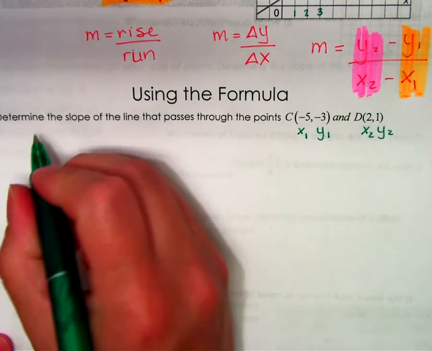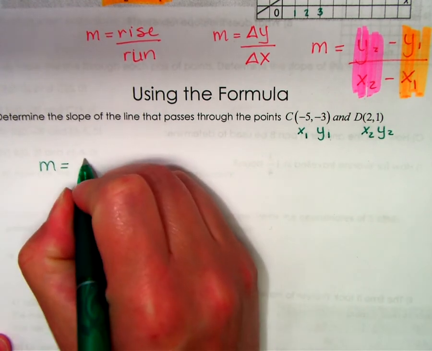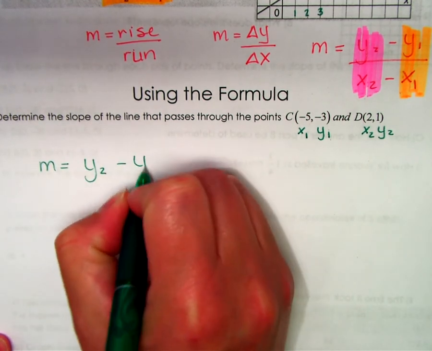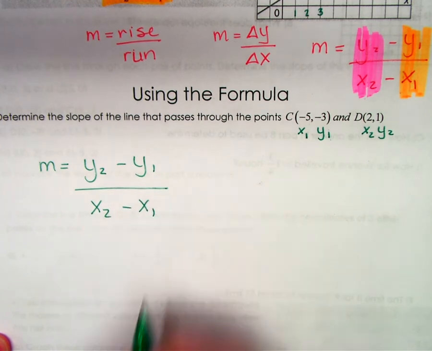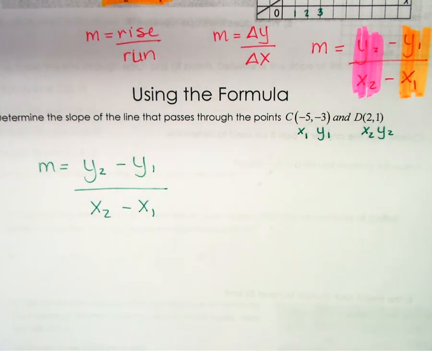So now we're going to fill in our formula. So our formula is y2 minus y1 over x2 minus x1. So nice easy formula. Y is from y, so everything on the top is y, everything on the bottom is x.